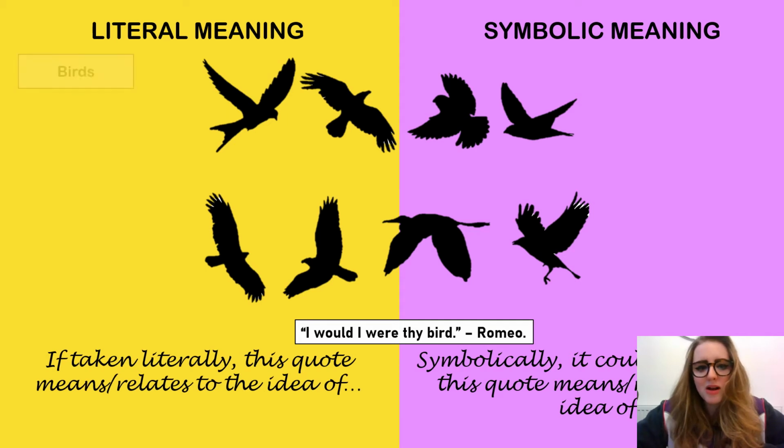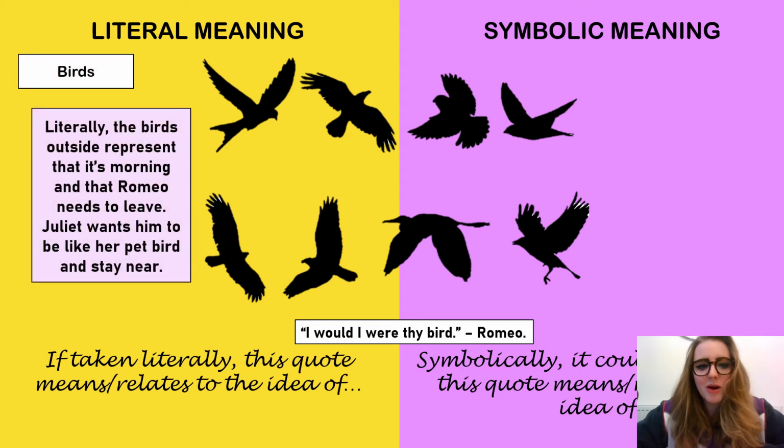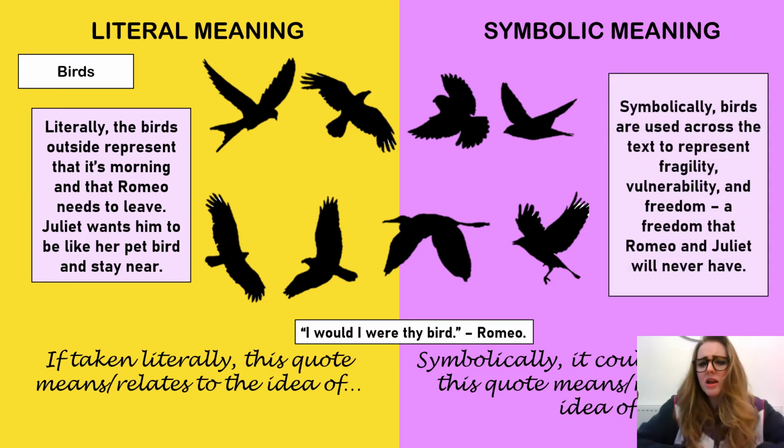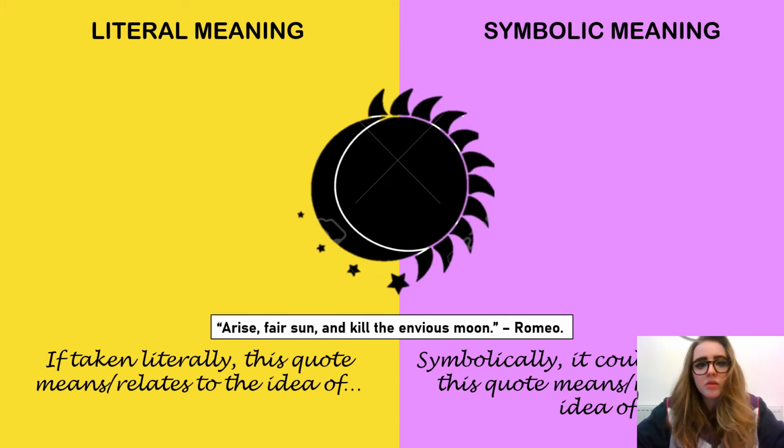So literally, when they talk about the birds in this scene, it's morning. Romeo needs to leave, and Juliet wants him to be like a pet bird and stay near to her. But symbolically, birds are used across the text to represent fragility, vulnerability, and freedom, a freedom to love one another that Romeo and Juliet will never have, because it's a tragedy and they both die.